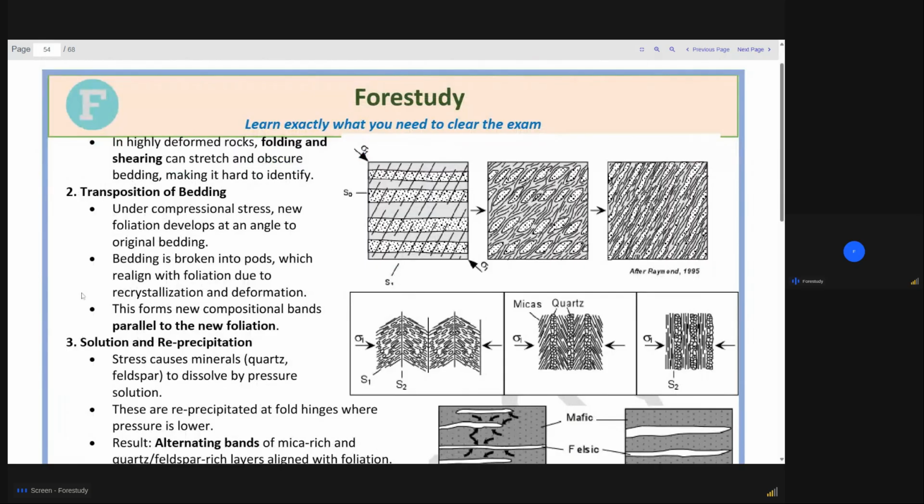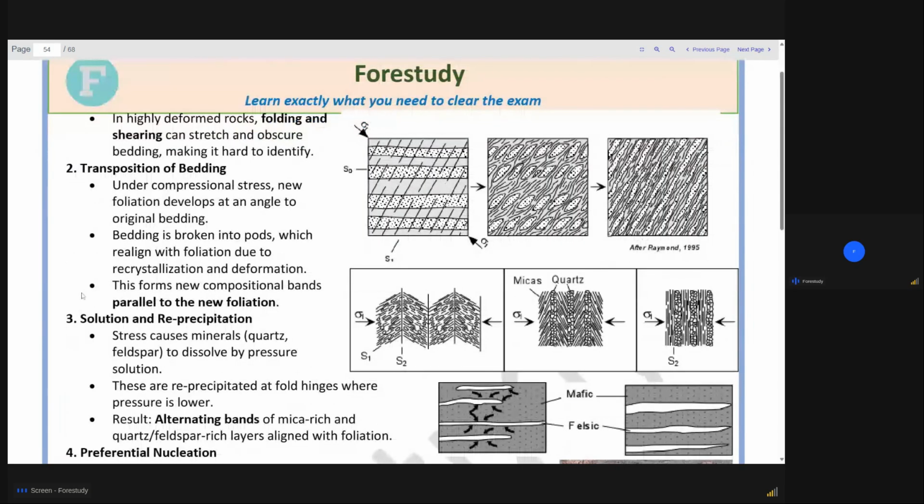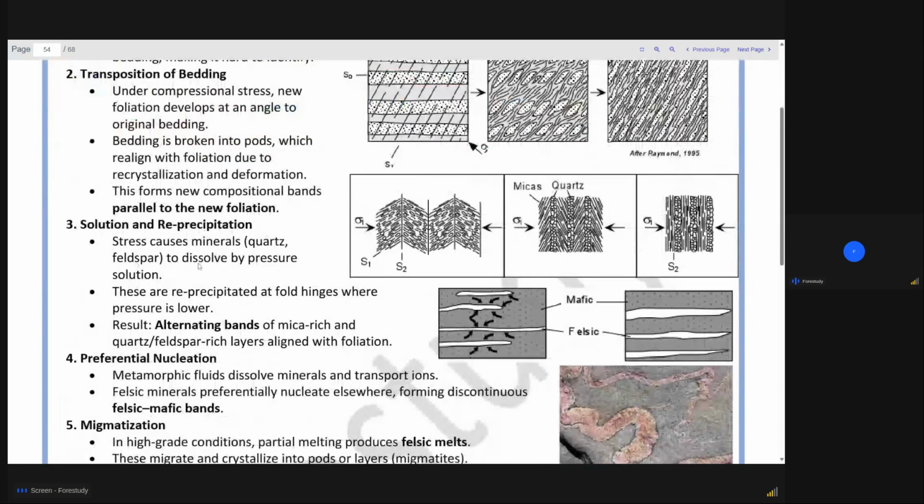Then solution and reprecipitation. Here you can see the stress causes minerals like quartz and feldspar to dissolve by pressure solution, where solutions come and take away some parts of the mineral or elements and then reprecipitate elsewhere at fold hinges, where pressure is lower. This results in alternating bands of mica-rich and quartz-feldspar-rich layers. So here you can see the pressure, and it forms at the fold hinge, and then it will form layers like this.